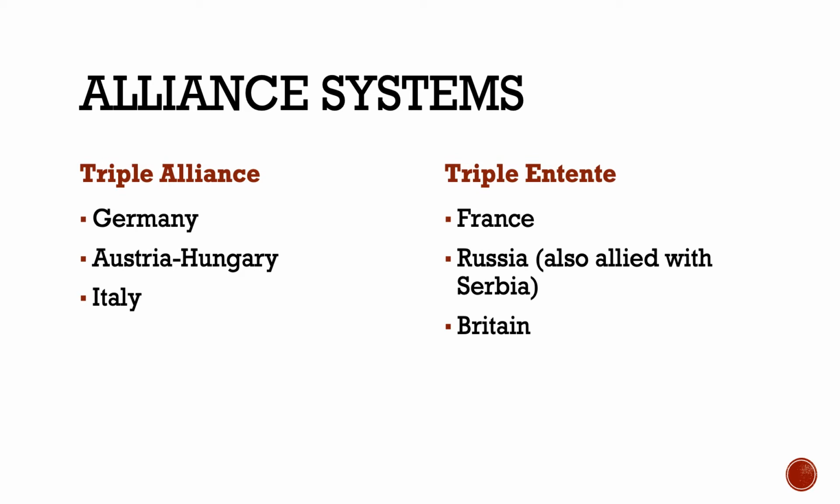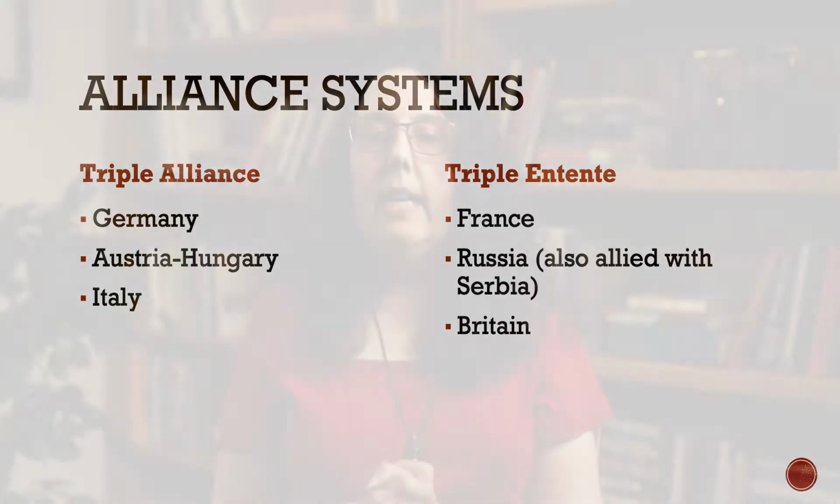So just know now that we have two major alliance systems, and that means that if any one of them gets attacked, the others are supposed to come in and help. Now, Russia has another side alliance, and that's with Serbia, and that is a very important alliance too.